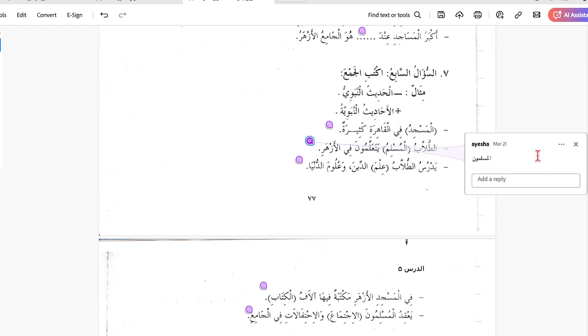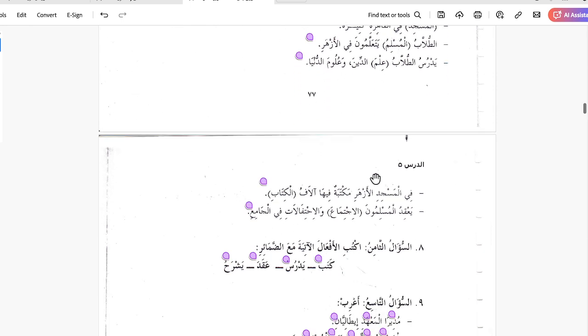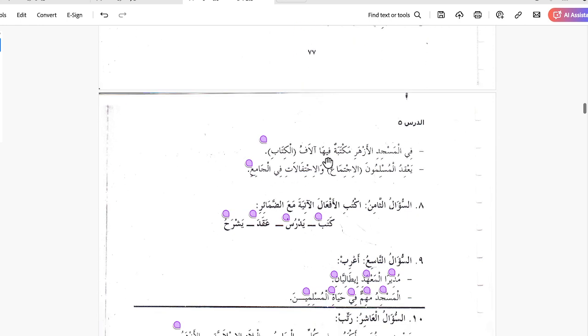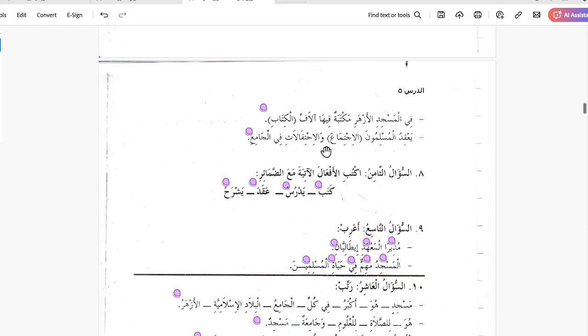So al-muslimuna here. Ilmun alumun, yadrusu tullabu, the students study alumud dunya wa alumud deen. So this is alum. Fil masjid al-azhari maktabatun fiha alaful kutub, so the plural is kutub. In the Al-Azhar mosque there is a library, in it there are thousands of books. Yaqidul muslimuna al-ijtima wal ikhtifalati fil jami, the Muslims hold al-ijtima'at, so this is the plural we have to use, wal ikhtifalat fil jami, and ijtima'at and other celebrations in the Jami al-Azhar.